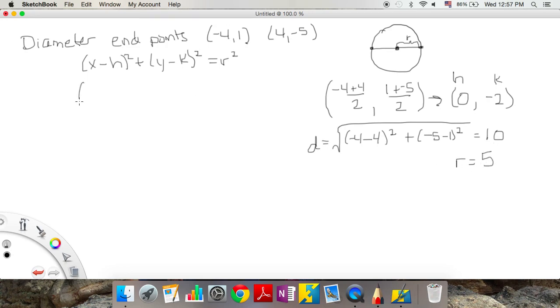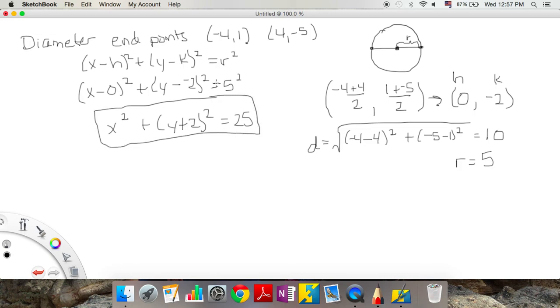So now we know we have (x minus 0) squared plus (y minus -2) squared equals 5 squared. And then we can just simplify. x squared plus (y plus 2) squared equals 25. And here's the equation for the circle that has this information.